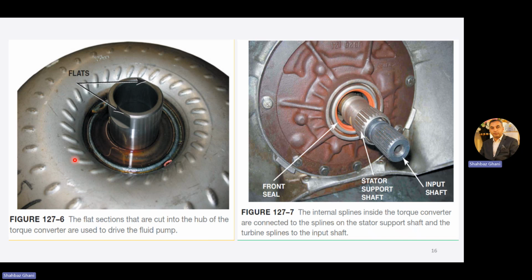Here you have the torque converter, and these are the flat sections cut into the hub of the torque converter, which are used to drive the fluid pump. In this figure, the internal splines inside the torque converter are connected to the splines on the stator shaft, and the turbine splines to the input shaft. This is the turbine shaft, the shaft coming from the turbine, and it attaches to the planetary system. And this is the stator support shaft. We have splines here, but this is the front seat.